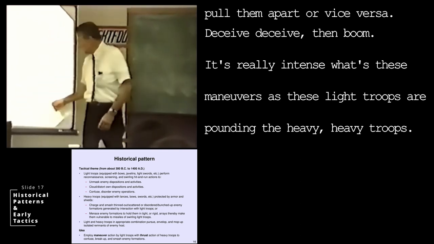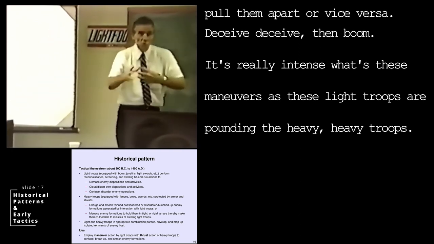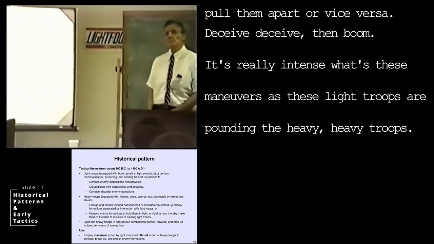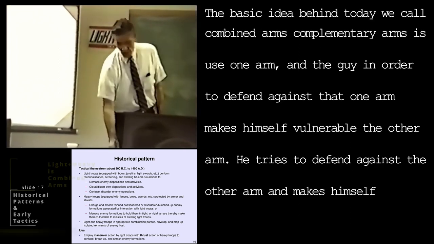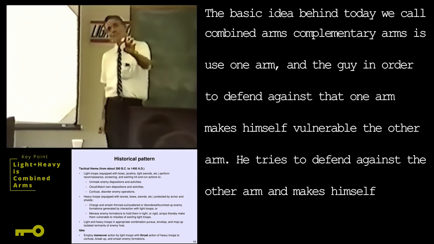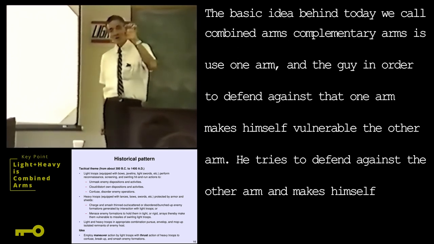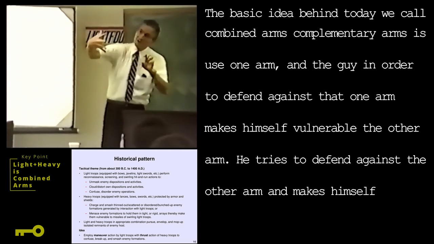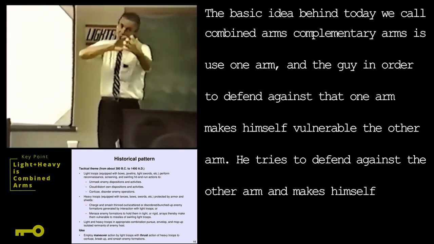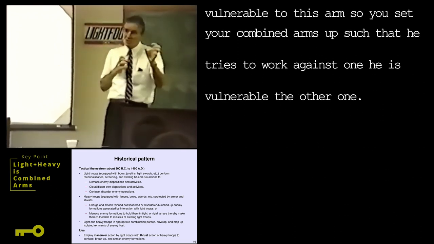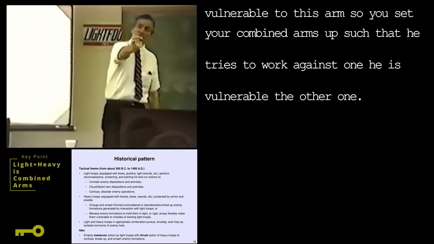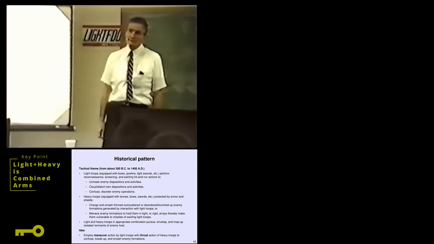You can maneuver, agile light troops pounding the heavy troops. The basic idea behind what today we call combined arms, complementary arms, is to use one arm, and the guy, in order to defend against that one arm, makes himself vulnerable to the other arm. If he tries to defend against the other arm, he makes himself vulnerable to this arm. So you set your combined arms up such that if he tries to work against one, he's vulnerable to the other one. That's the way you play.